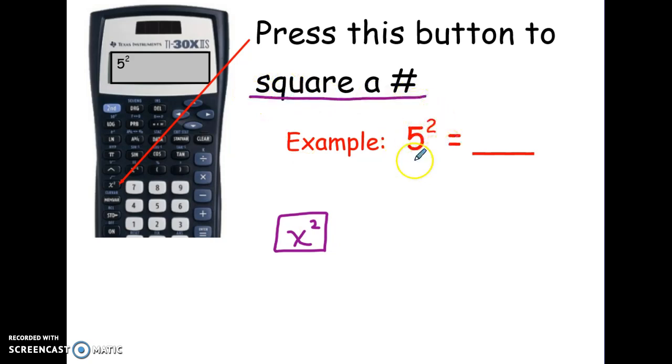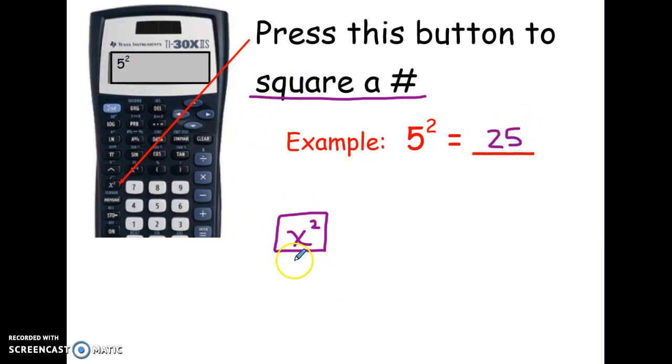So in this case we have 5 squared. Remember, we could just type in 5 times 5 to get our answer, but if you ever want to make it go a little quicker, you would type in 5 and then hit this X squared button, and this should show up on your screen. After this shows up on your screen, you go ahead and hit equals, and it should automatically give your answer of 25.